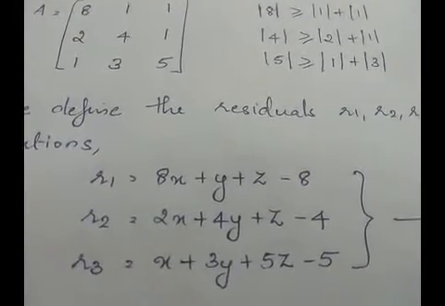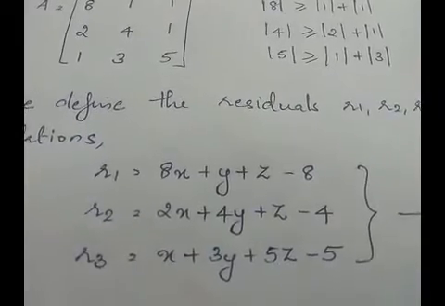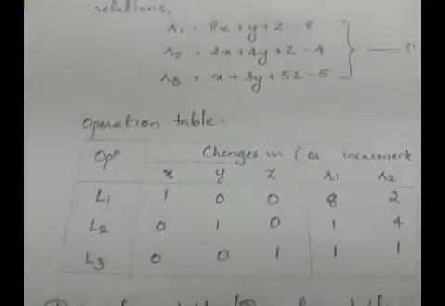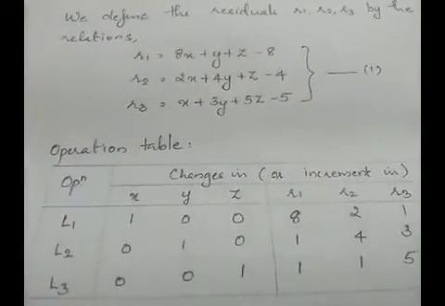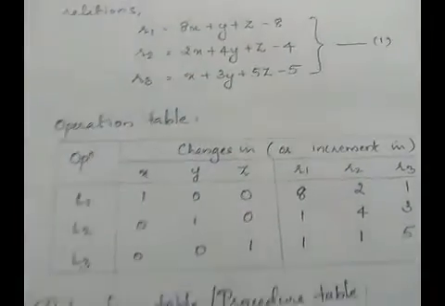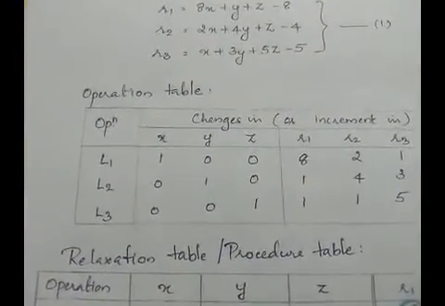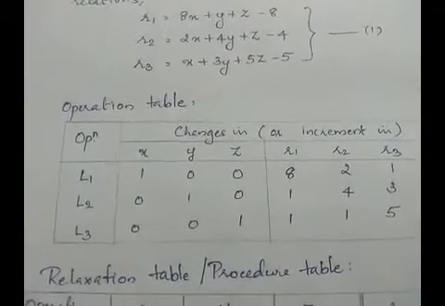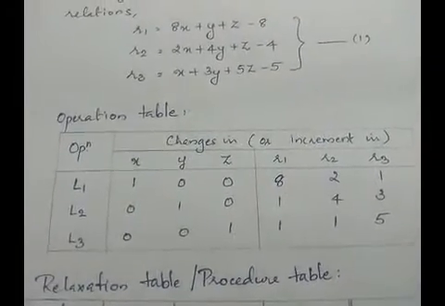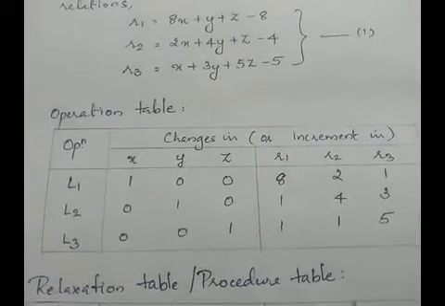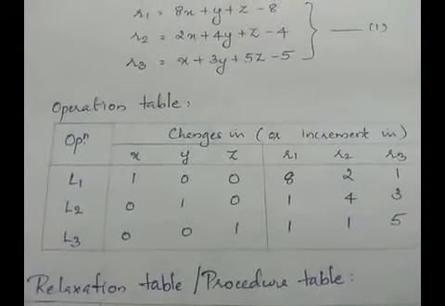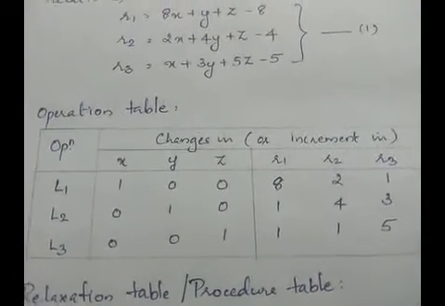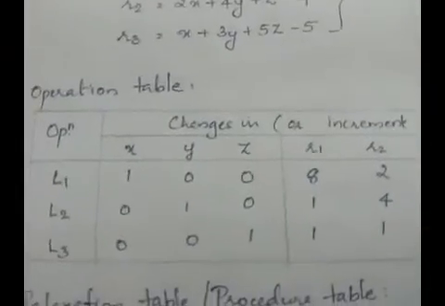For that, we need two tables. One is an operation table and another is a procedure table. First we have to write the operation table, with the help of which we will be writing the procedure table or the relaxation table, from which we will get the approximate values for x, y, z, by approximately converting the residuals to 0, or sometimes in some cases we may get 0 residuals also.